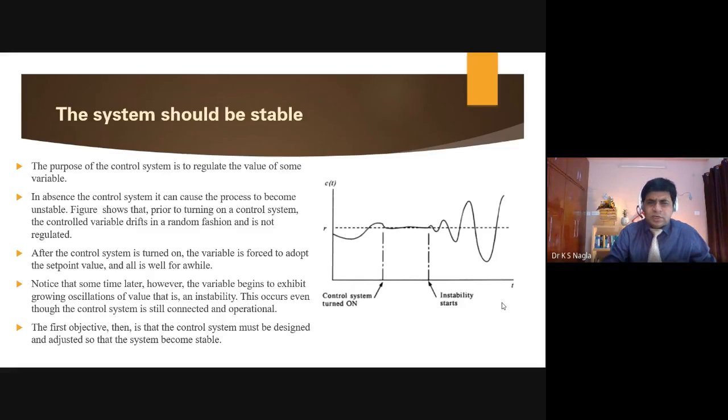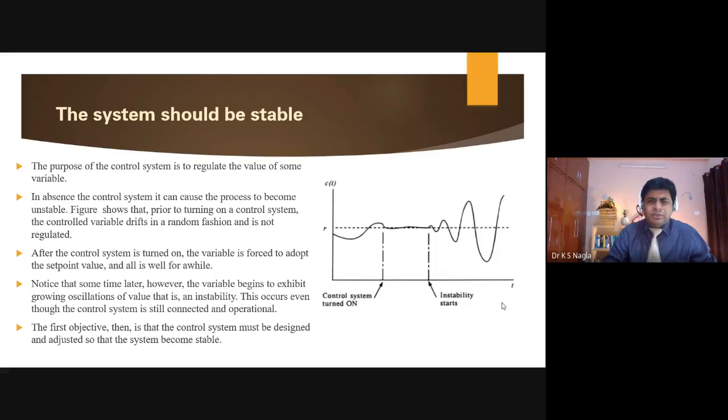You will see in the graph that when the control system is turned on, the graph is almost stable. And even then, notice that after some time, the variable begins to exhibit growing oscillations in value, which can be considered as instability. This occurs even though the control system is still connected and operational. So this is quite common in practical control systems. Even if you have added the controller to the process, even then certain oscillations are there.